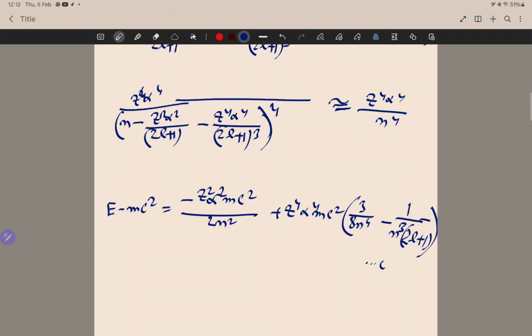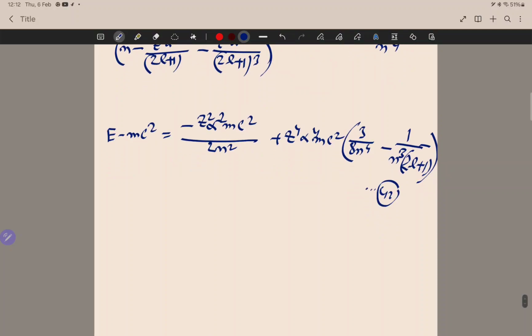This is equation number 42. The first term of 42 is similar to the Bohr term for the energy state, and the second term is the relativistic effect. The second term involves l, and the l degeneracy is removed. So equation number 37 expresses S in conjunction with equation number 35.